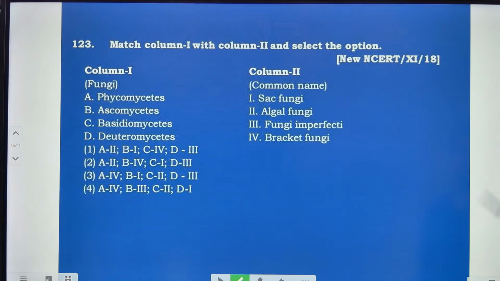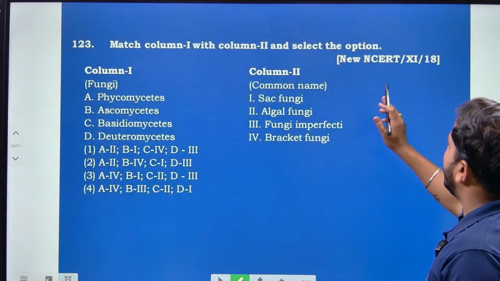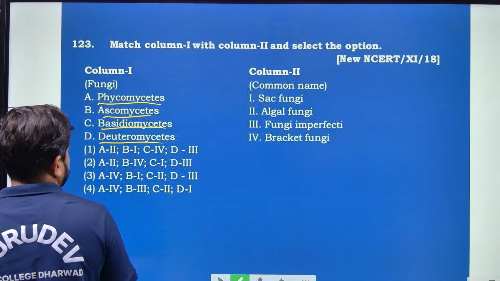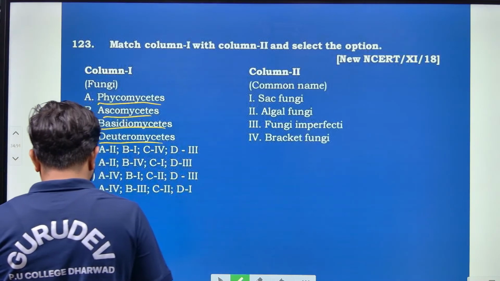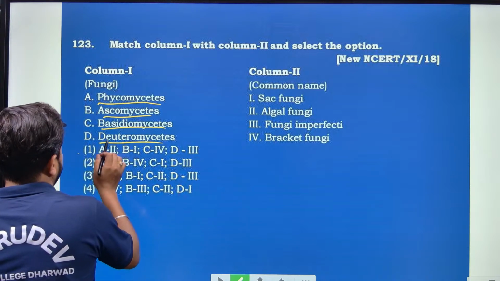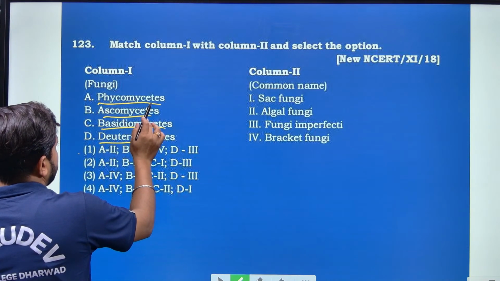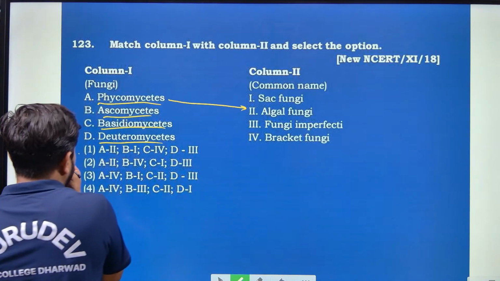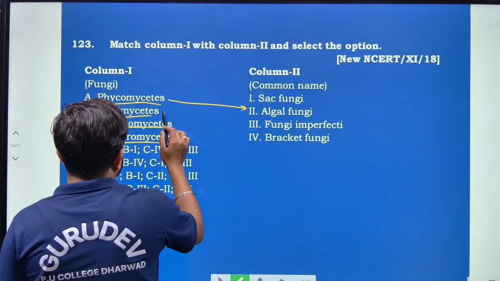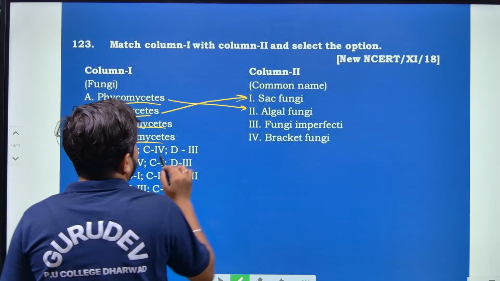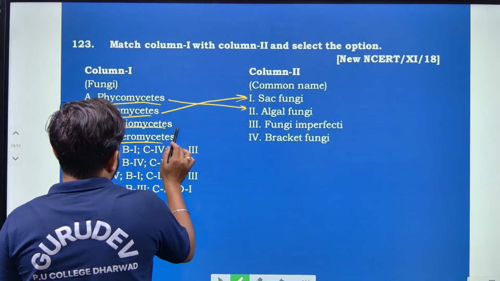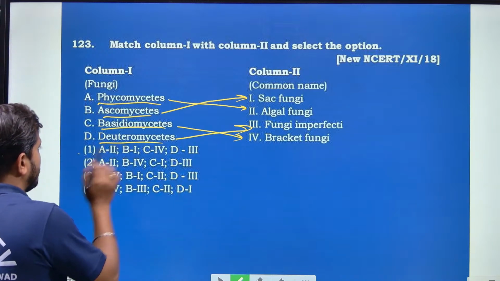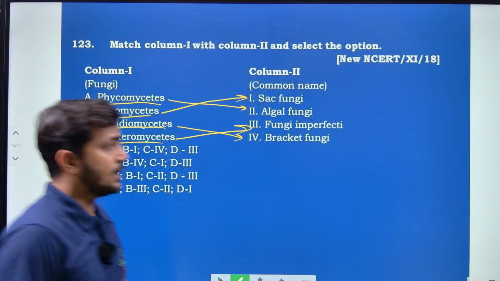Then match column 1 with column 2 and select the option. Phycomycetes, Ascomycetes, Basidiomycetes and Deuteromycetes, so they have given fungi. We have to find out which is the correct match. Phycomycetes are known as the algal fungi. Ascomycetes are the sac fungi. Basidiomycetes are known as the bracket fungi, and Deuteromycetes are known as the fungi imperfecti. Based on that, option 1 is correct.